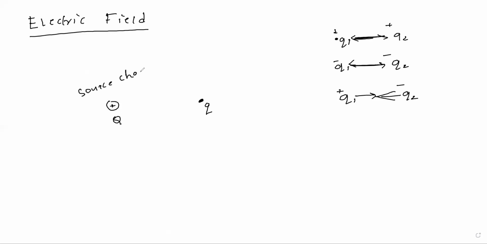Source charge. And this point charge, which does not produce any charge around it, is called the test charge. So what happens? A source charge is a charge which is able to produce a field around it.